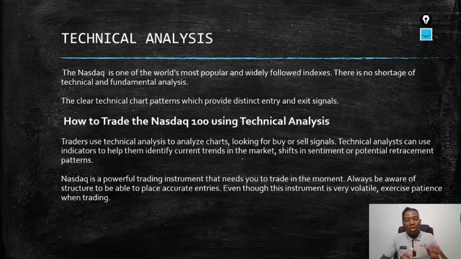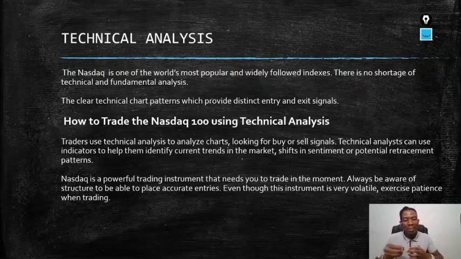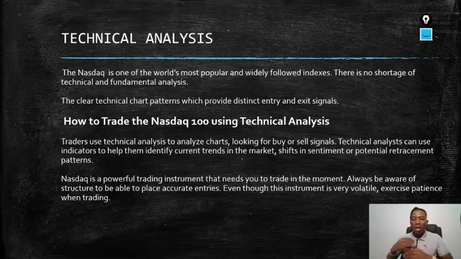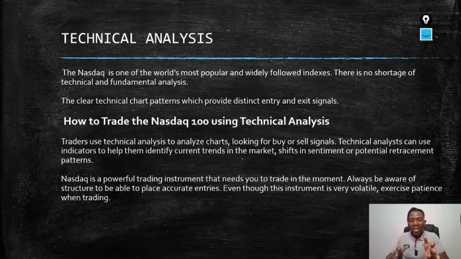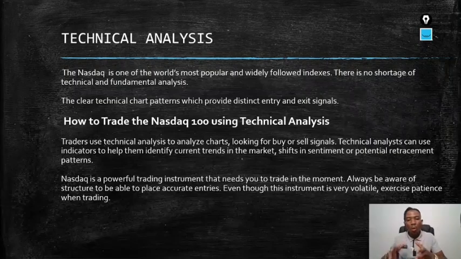Traders use technical analysis to analyze charts, looking for buy and sell signals. Technical analysts can use indicators to help them identify current trends in the market, shifts in sentiment, or potential retracements. As you can see, we're going to use technical analysis to help us better time our entries. So we all know that Nasdaq is a powerful trading instrument, and you must always be aware of the structure to be able to place accurate entries. Even though an instrument is volatile, you can exercise patience when trading. So that's why you're going to be using technical analysis.